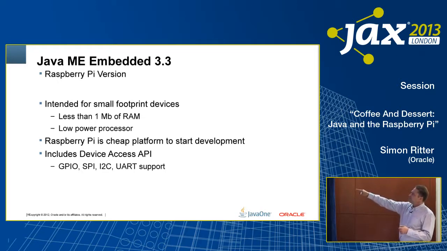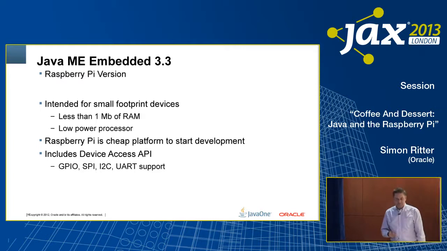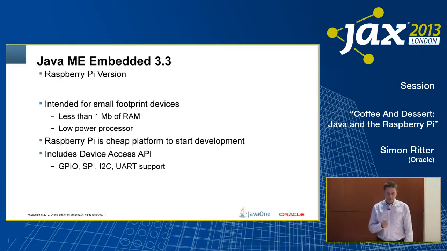One of the other nice things about the ME embedded implementation is it has this thing called the Device Access API. There's a library in there which allows you to talk to GPIO, SPI, I2C, UART, and so on directly from a standard library that's part of the Java environment. We'll talk a bit more about that in a moment.